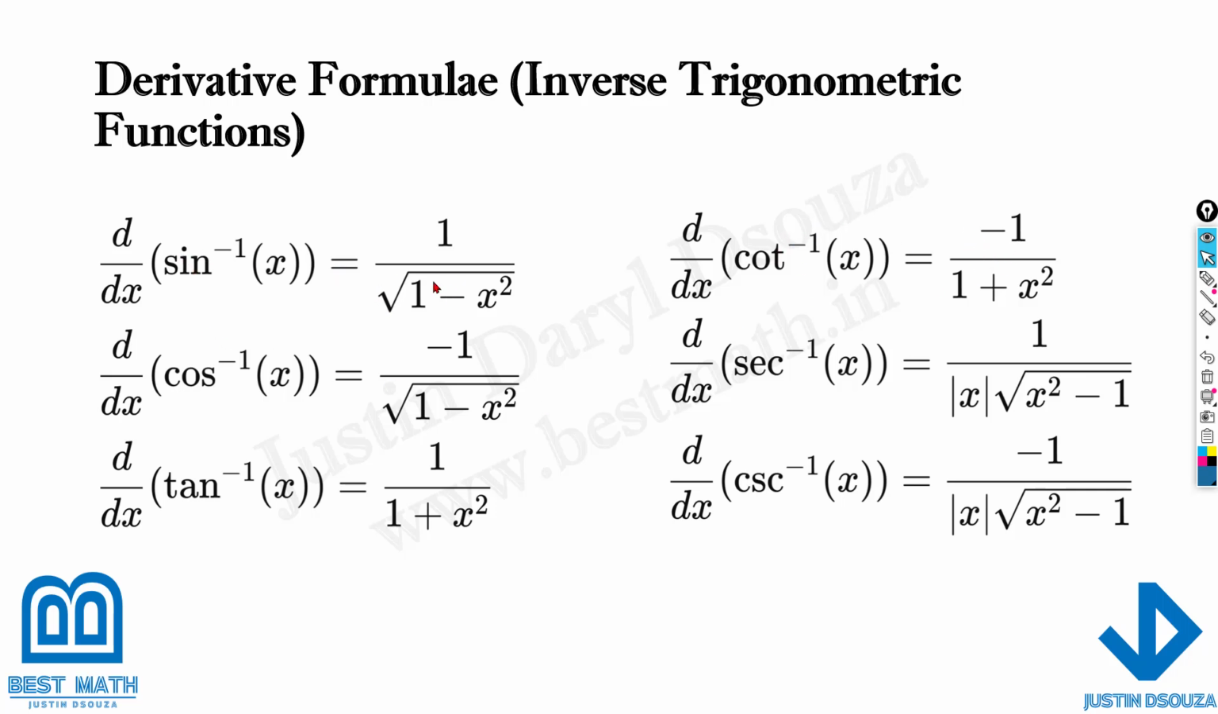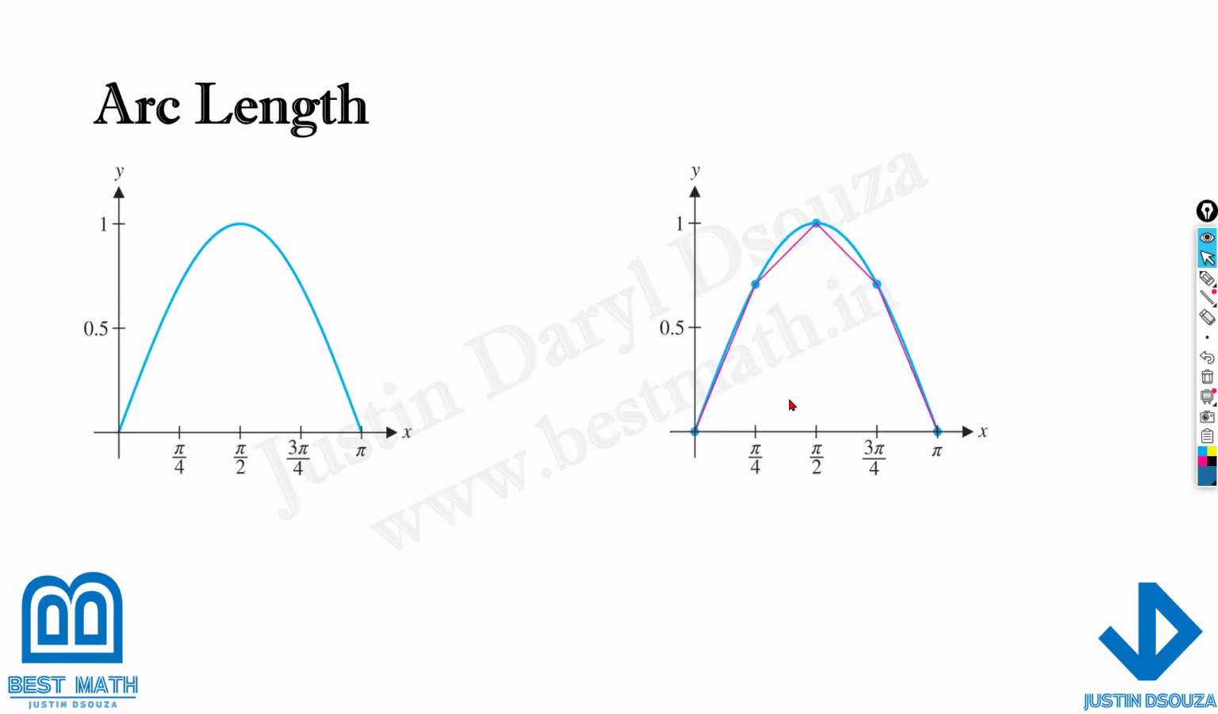Sine inverse is 1 by square root of 1 minus x squared. But with the secant, it is x squared minus 1 and there is one more x. These are the inverse trig functions. And the arc length formula is given as the integral of the square root of 1 plus the derivative of the given function squared, dx, and the limit is from a to b.